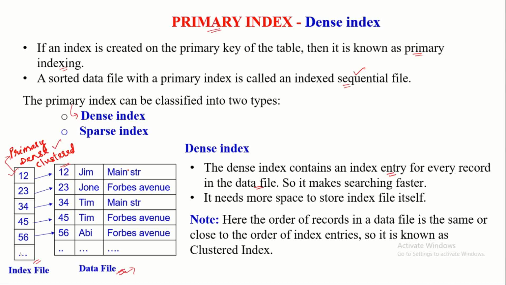Coming to the order of records in the data file and the order of entries in the index file, you can notice that both orders are equivalent. That's why this index file is also called clustered indexing. However, since there is a one-to-one correspondence between the entries in the index file and the data file, this index is used to speed up equality search.